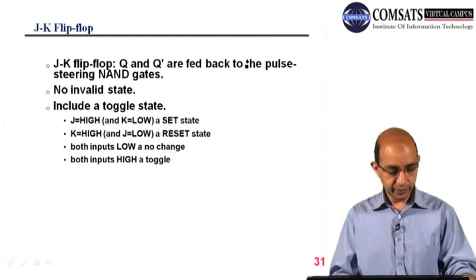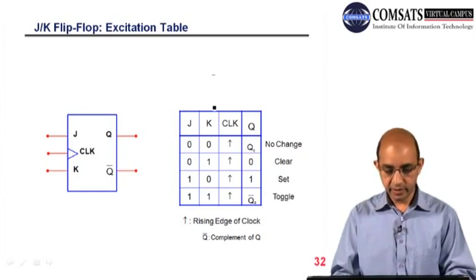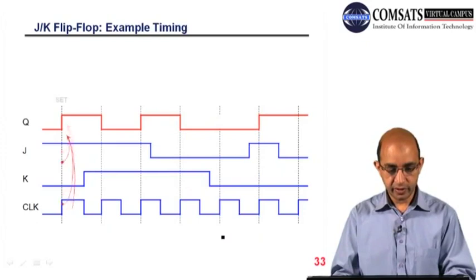So this is the same stuff. Here we have the same table, which you can name an excitation table. So we have J, K, clock, Q, Q bar. We can see that this is the clock, Q, no change, clear. So it means Q has been cleared. And this is Q has been set, because we have 1 at Q, and here we have a toggle state. So this is the rising edge of the clock. This is the timing diagram.